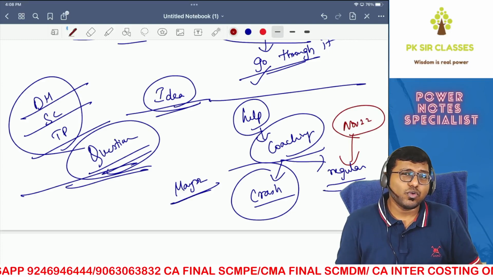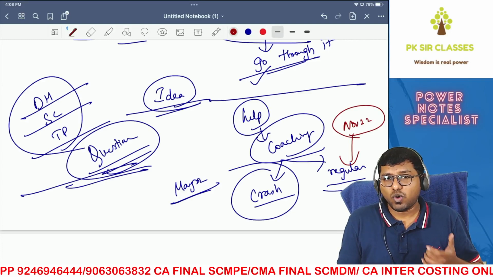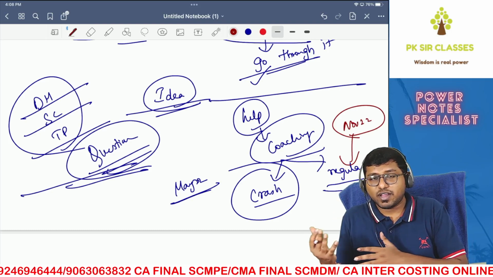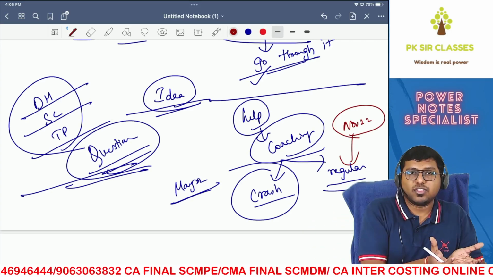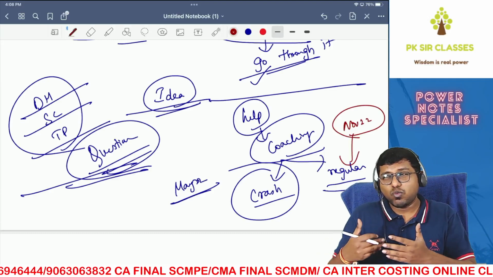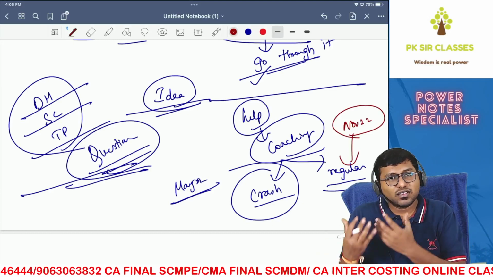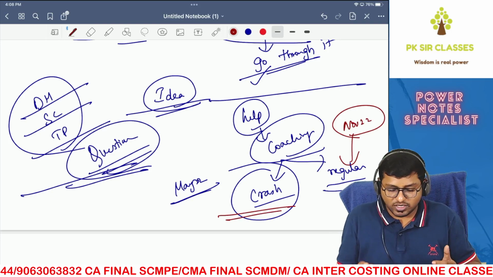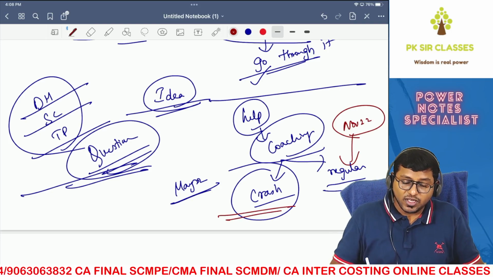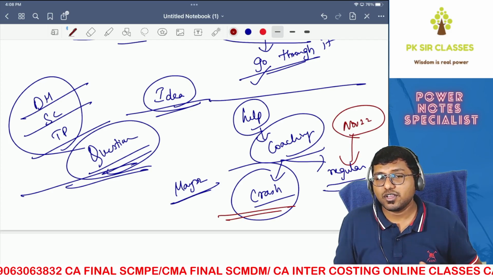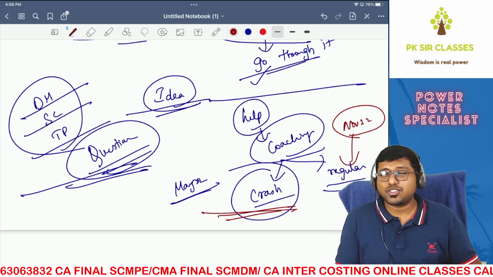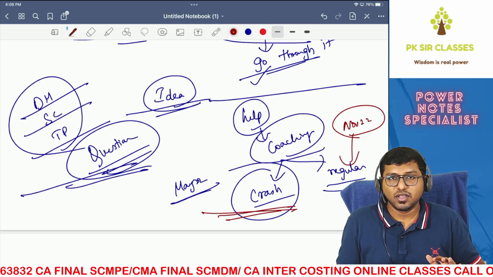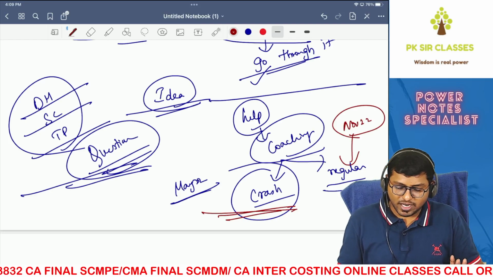Because crash is only for those students who have already listened once. For them it really works, whether they have taken it from some other faculty or have done self-study at least, and then they want to better their understanding of the subject and score better. Then they'll go for crash. That's advisable in that sense. But if you're taking it for the first time after clearing your CA Inter and then directly going for crash because you don't have time and stuff like that, it's not at all advisable. So that's what my advice would be.